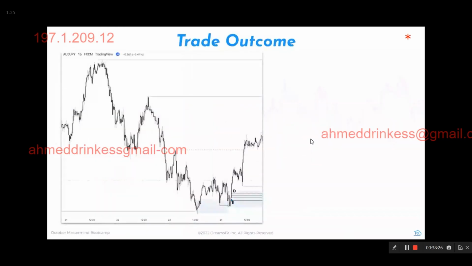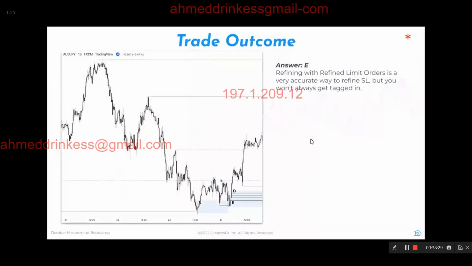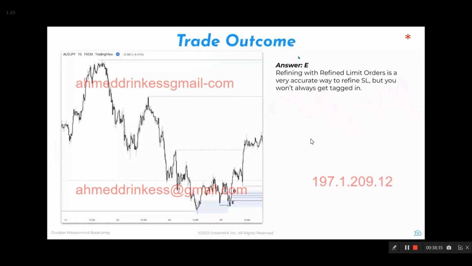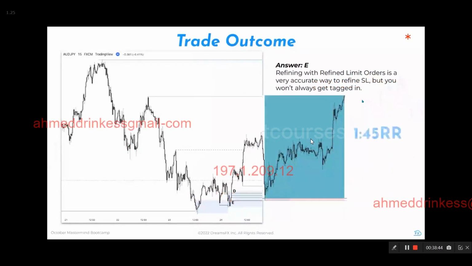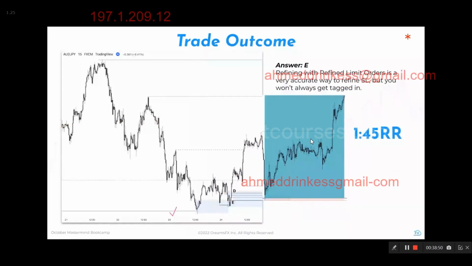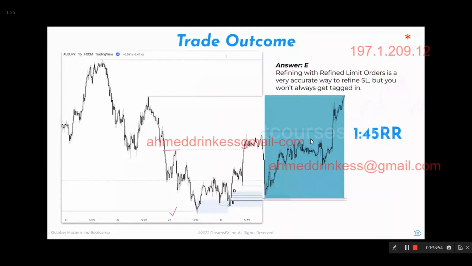Now, as you can see here, we had our E below, we have our D right up here. Again, different time frame. Refining with refined limit orders is a very accurate way to refine an SL, but you won't always get tagged in, right? So it's always better to wait for an extreme. I would not set limits at decisionals. And of course, what ends up happening, price comes all the way down and then ends up going higher. And this yielded a 1 to 45 RR trade. Very awesome, great. Again, it tells you correct order block. You know where price needs to go based on everything we've already talked about, and just rinsing and repeating, everybody.